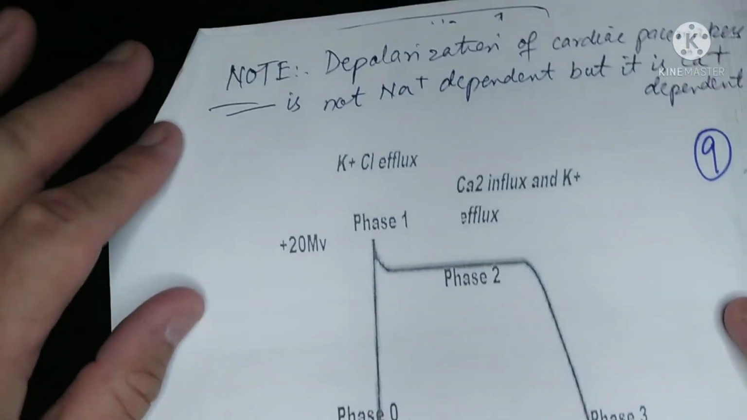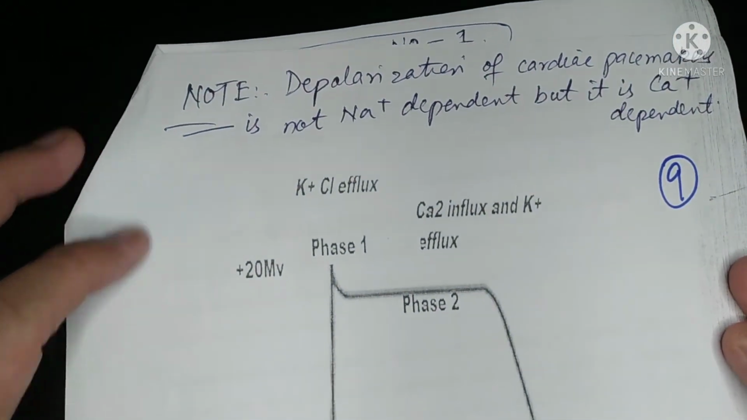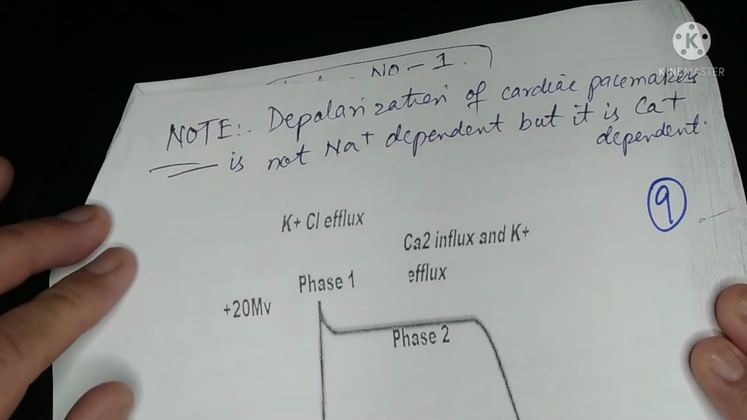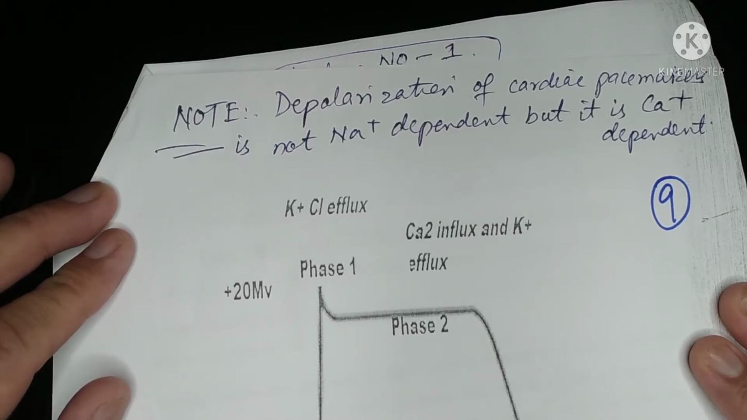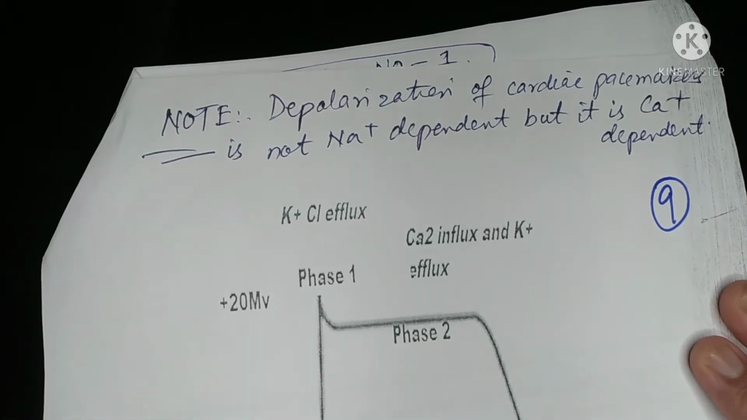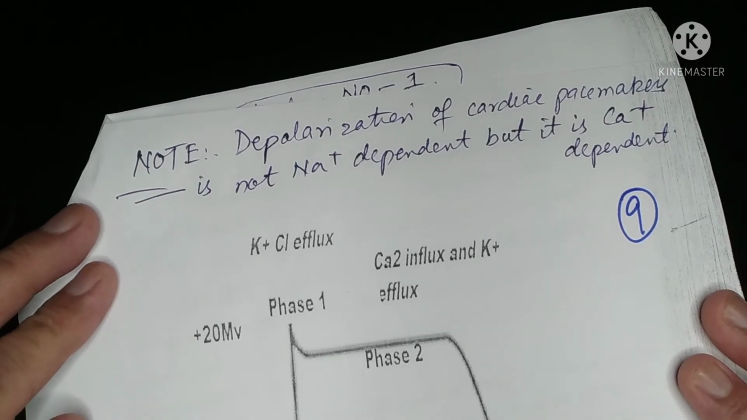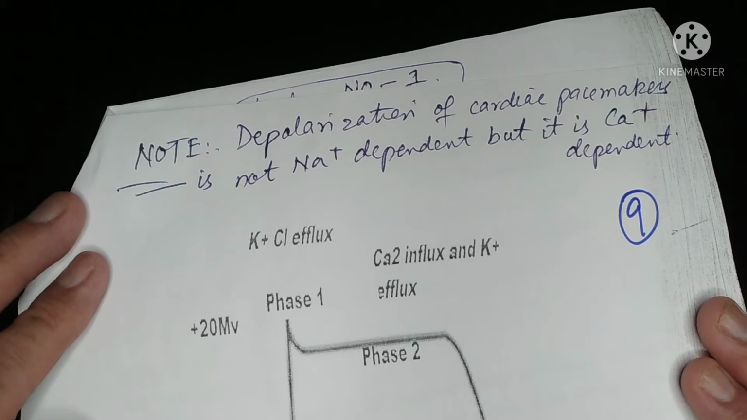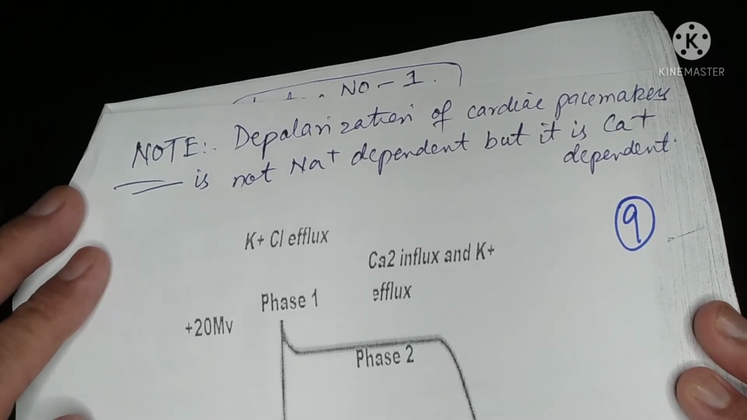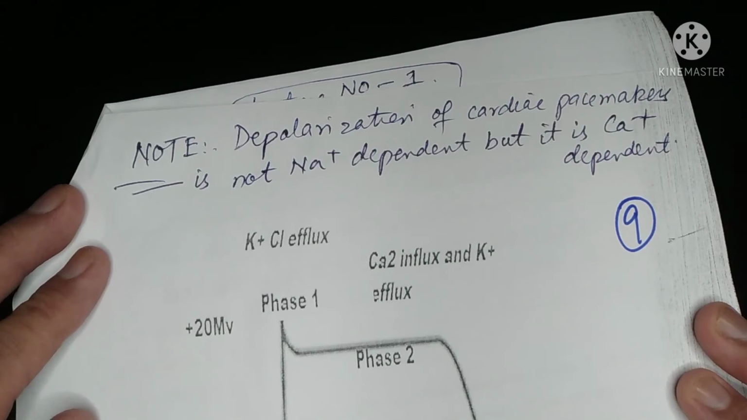Let us concentrate on this diagram. Another important point you should know is that in the heart there is cardiac muscle tissue, cardiac myocytes, and conduction tissue, SA node and AV node. We should know very clearly that in this cardiac action potential, in the cardiac myocyte, sodium ions are the main ions responsible for the depolarization, but always remember the depolarization of cardiac pacemakers, that is the SA node and AV node, is not dependent on sodium, but it is dependent on calcium.